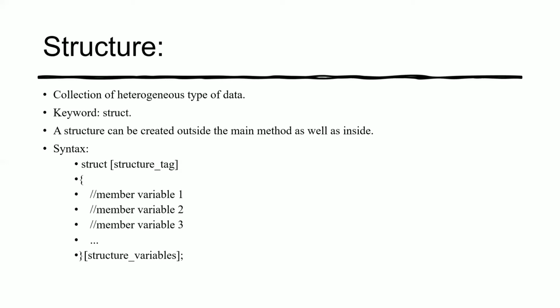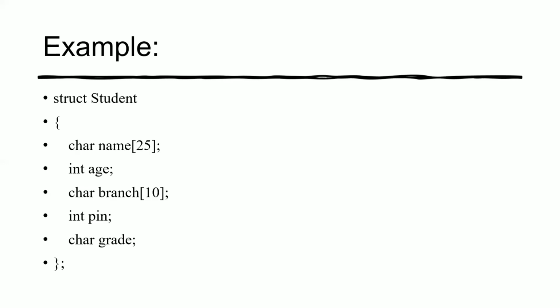We'll see an example. So struct student. Student is the structure name here. Then character name, which is of type array. Then integer age, character branch, which is of type array again, integer pin number, and character grade. Closing brace, semicolon. We can use a structure variable here, or we can create it in the main function itself. So structure variable is used to access the members of a structure. Like if we want to access the age value, we can use the structure variable and access it. This we will see clearly in the structure video.